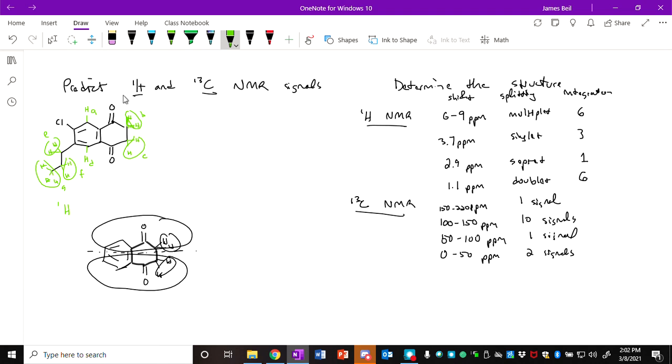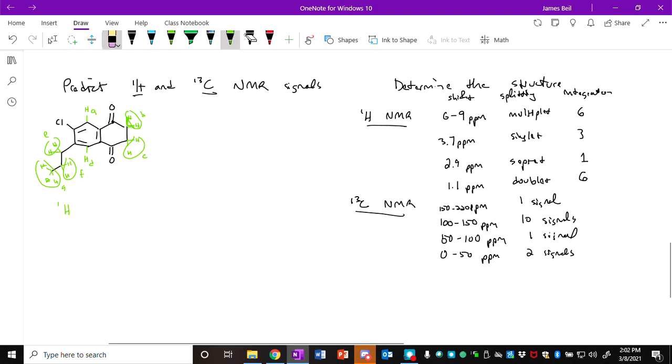So I've got a number of signals here, and I want to be able to predict for all my proton signals the shift, or at least a range of where I'd expect that to occur in units of ppm, the splitting pattern, and the integration. So we've got A, B, C, D, E, F, and G.